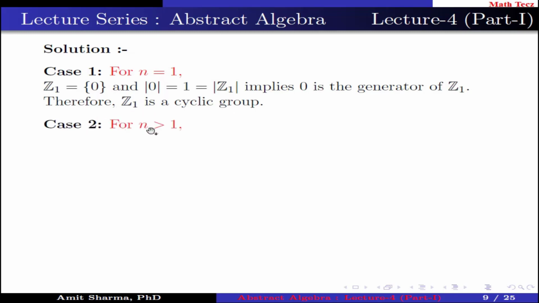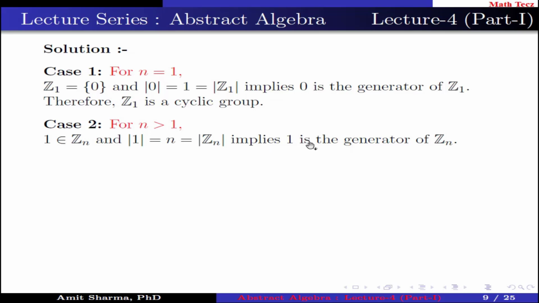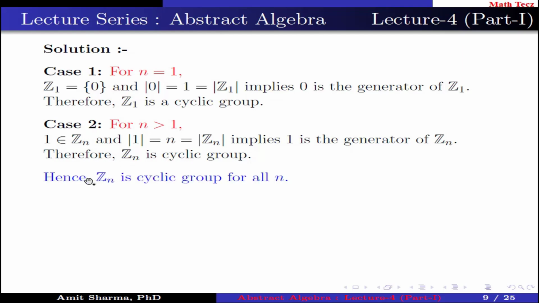Case number 2, for n greater than 1, 1 belongs to Zn and order of 1 is n, which is equal to order of Zn, implies 1 is the generator of Zn. Therefore, Zn is a cyclic group. Hence, Zn is a cyclic group for all n.